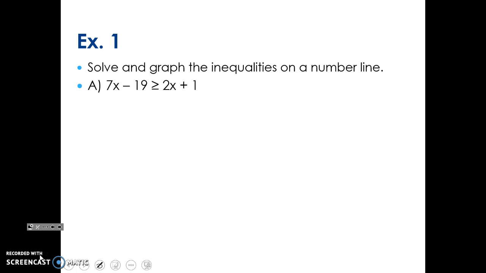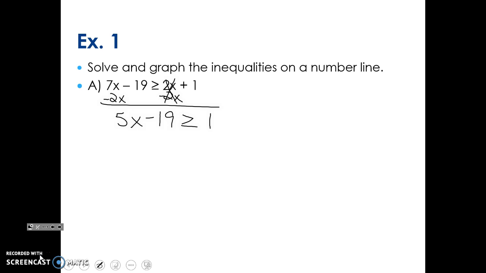We have to basically move all of our x's to the left side, all of our numbers to the right side. So the first thing I'm going to do is subtract 2x from both sides, and I'm going to get my x's on one side. When I subtract 2x on both sides, the 2x's cancel out, and 7x minus 2x gives me 5x. Then I'm left with 5x minus 19 is greater than or equal to positive 1.